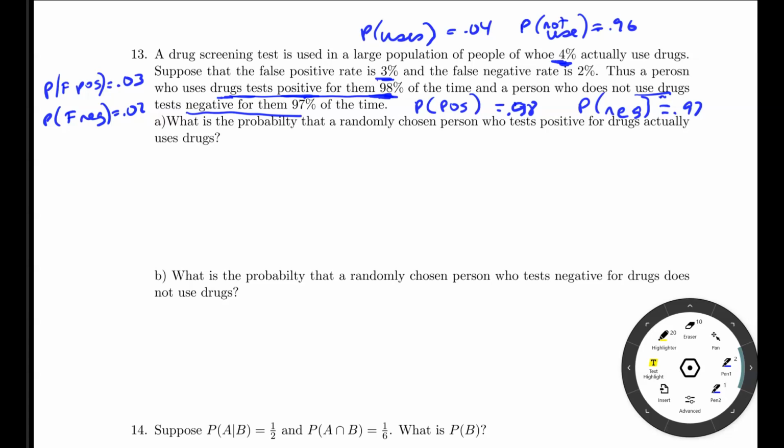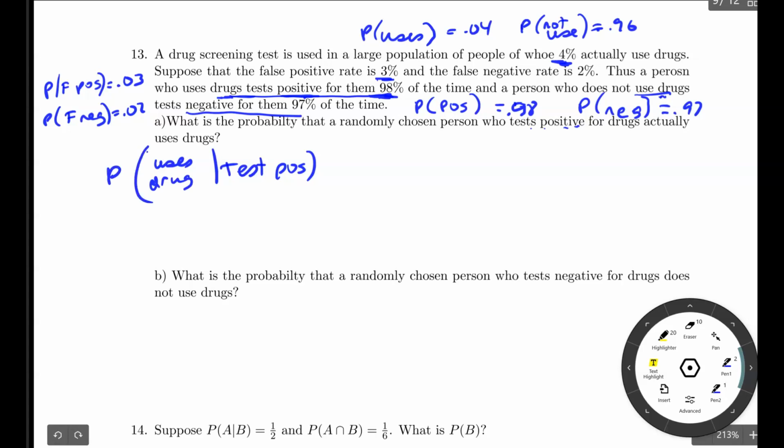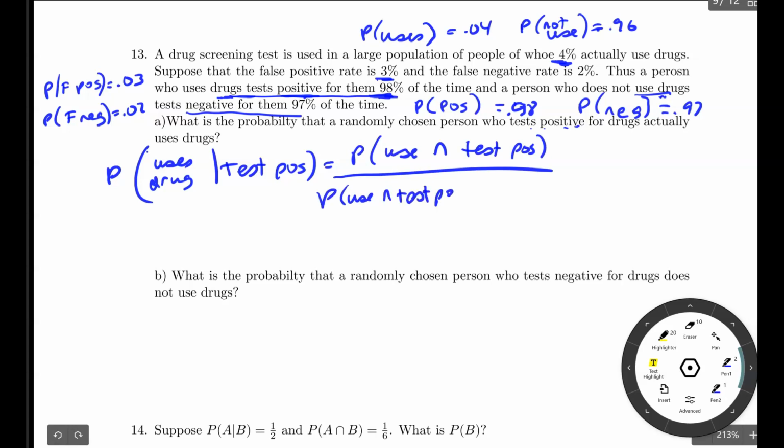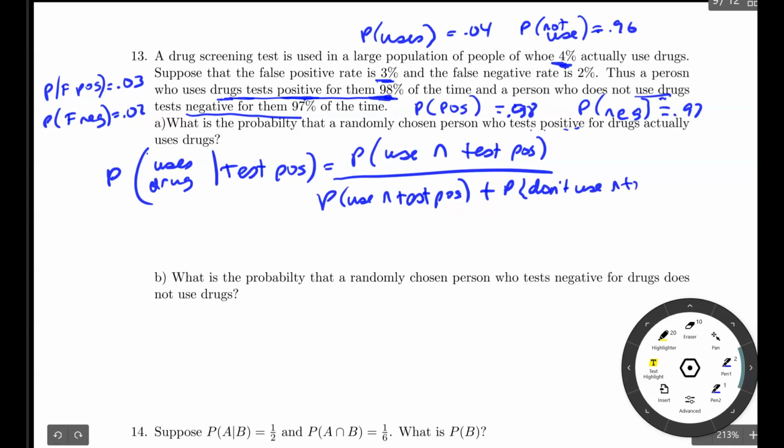Okay, so what is this one asking? What's the probability that you use drugs given that you test positive? So that's going to be the probability that you use and you test positive, divided by the probability you use and you test positive, plus the probability you don't use and you test positive.